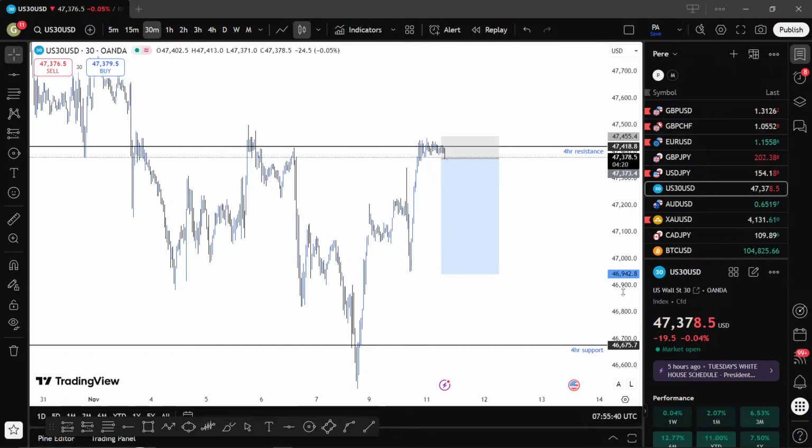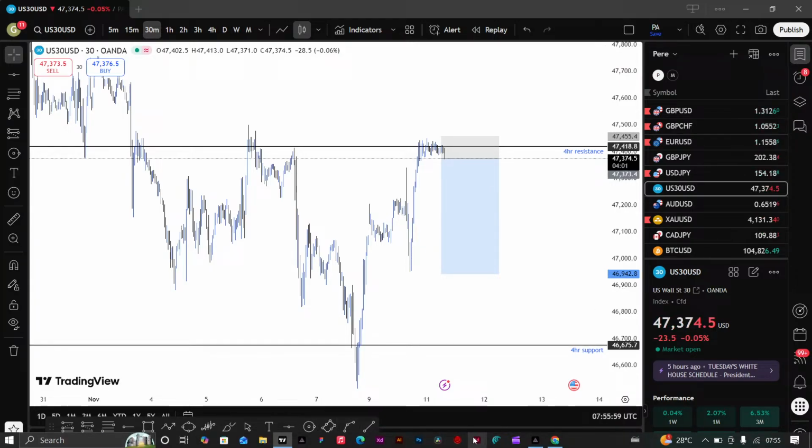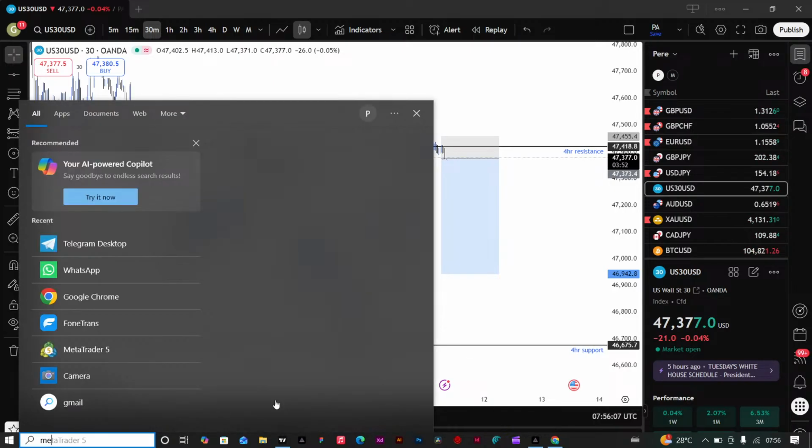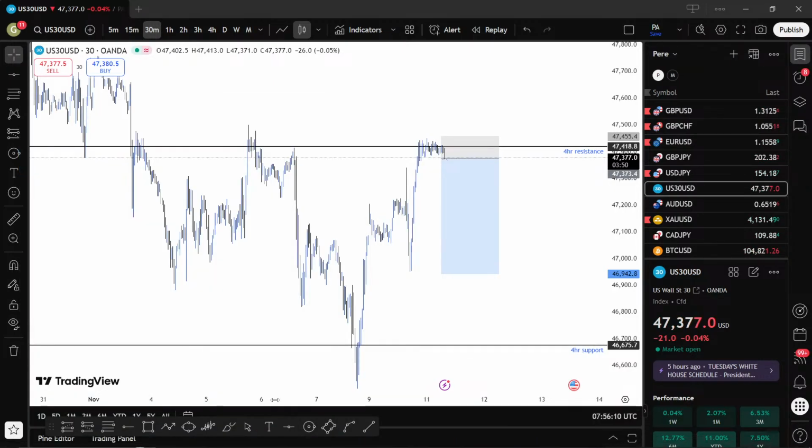So I just took a sell on US 30 as we speak. I quickly went in for a short. So I just took my sales right now. I took it on my prop account actually. So Windows, let me open up MetaTrader for you to see. I took it on my 10K Propfirm account.